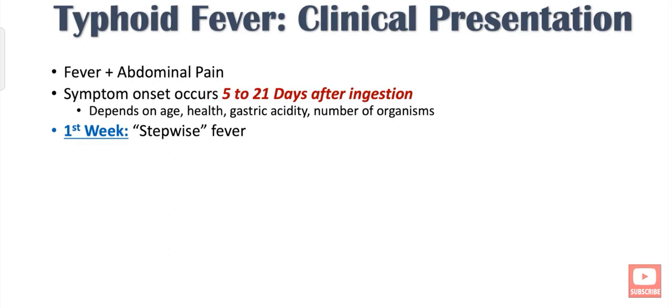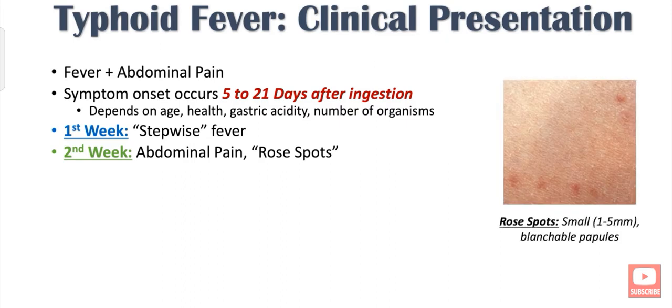Stepwise fever is called that because we see a gradual step-like increase in fever. In the second week of infection, this is when we see abdominal pain. And we also see what we call rose spots. Rose spots are small, usually 1 to 5 millimeters in size, blanchable papules. So you're going to see these on the skin of an infected individual. They're blanchable, so that means that if you actually push on them, they will disappear, but then will reappear. So those are what we call rose spots.